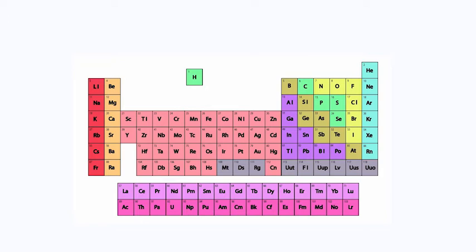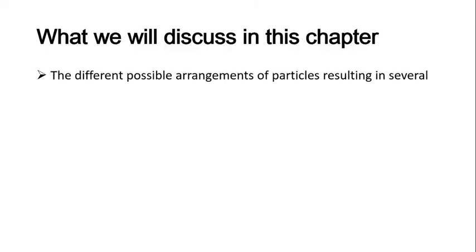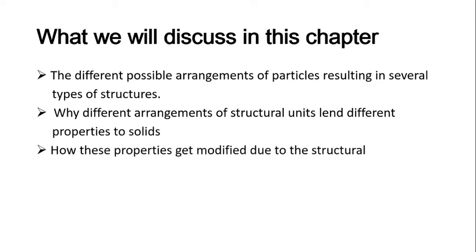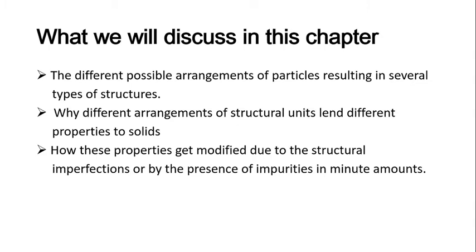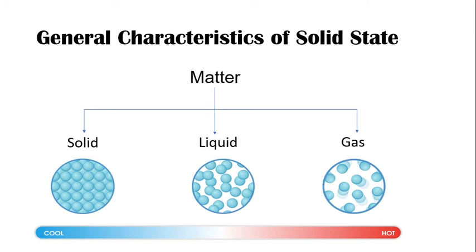So what will we discuss in this chapter? We will discuss the different possible arrangements of particles resulting in several different types of structures, and why those different arrangements of structure lead to the different properties of solids, and at last how these properties get modified by adding some impurities to them. We all know that matter can exist mainly in three states: solid, liquid, and gas.